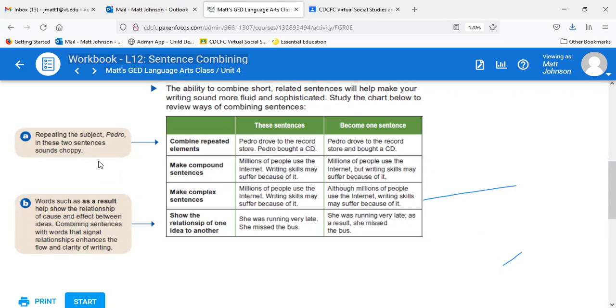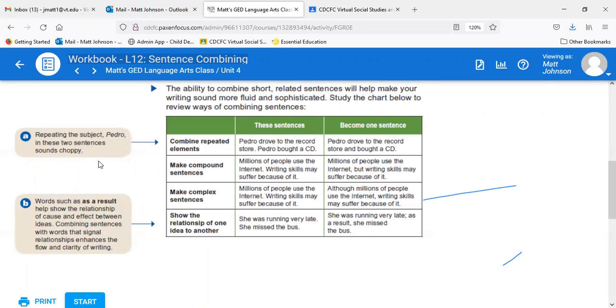So in addition to combining those sentences, that's where you're going to use those transitional words and phrases to help show the relationship. It helps the flow of the sentences and helps guide the reader to understand connections between ideas. So, she was running very late. She missed the bus. Okay.